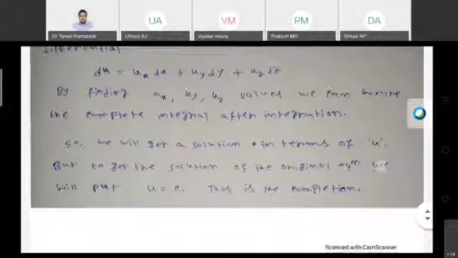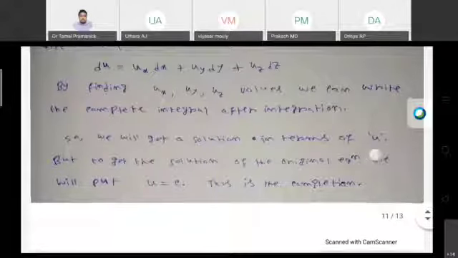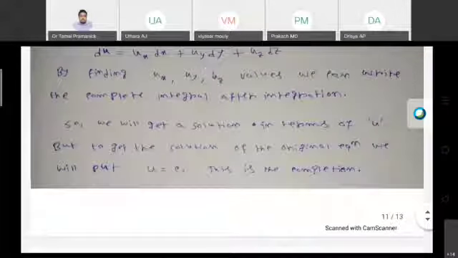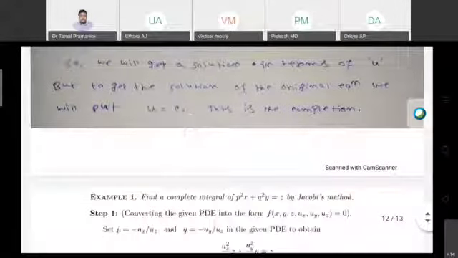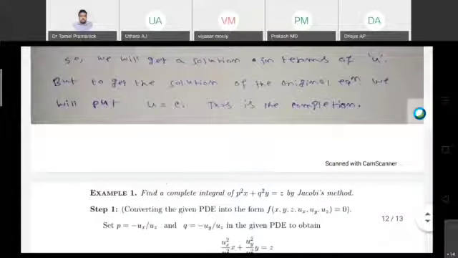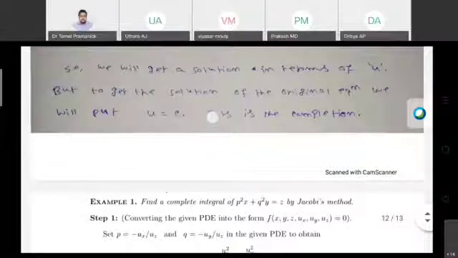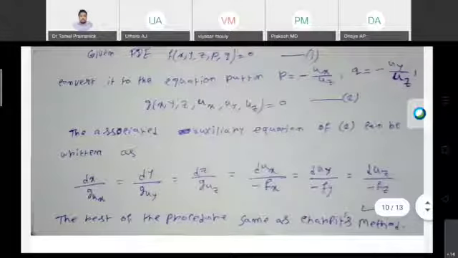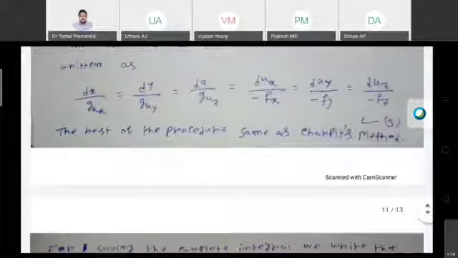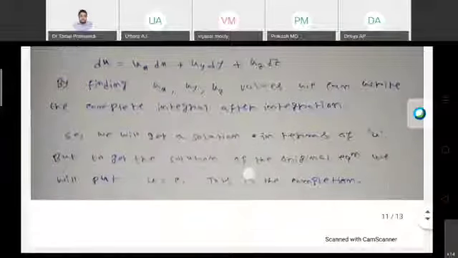So you will get the values of u. If you put u equal to c in the original equation, then the work is done. So let's see how the example will work.